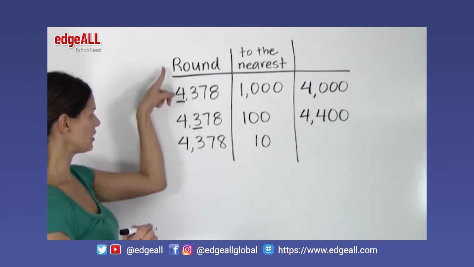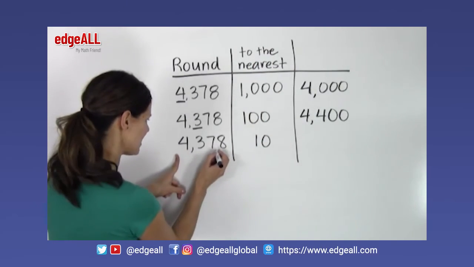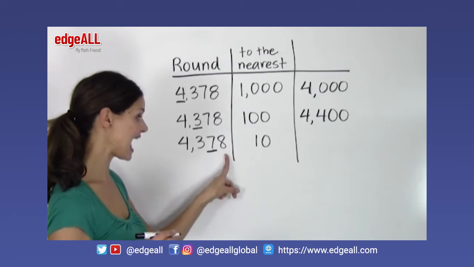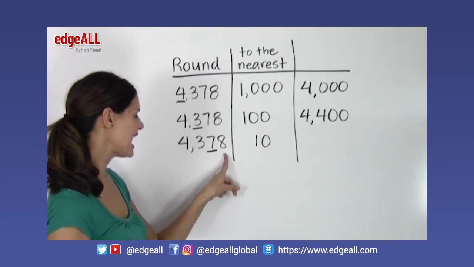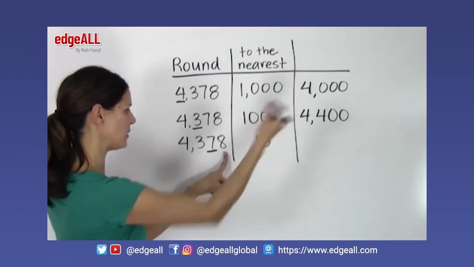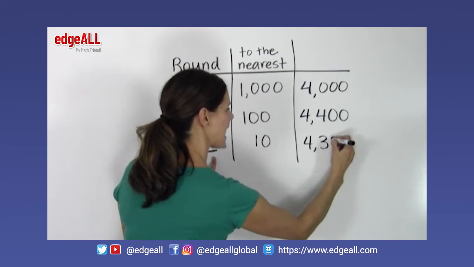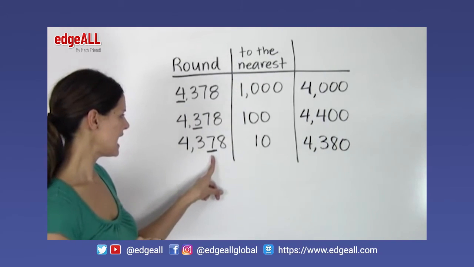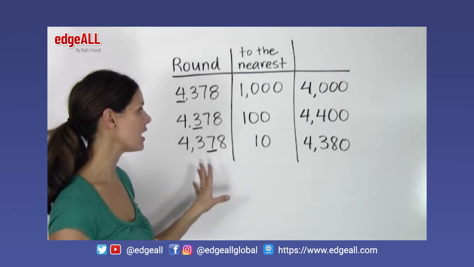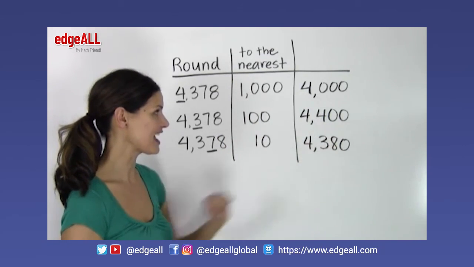And then in the last one here, we're asked to round 4,378 to the nearest tens place. So I go right here to my tens place and mark it. And then I look at the next smaller digit, which is an 8. And remember the rule, if it's a 5, 6, 7, 8, or 9, I round up to the nearest 10 up. So in this case, I'll round up. 4,380 is the nearest 10 up from 4,378. So you can see, depending on what place value you're asked to round to, your answers will be different.